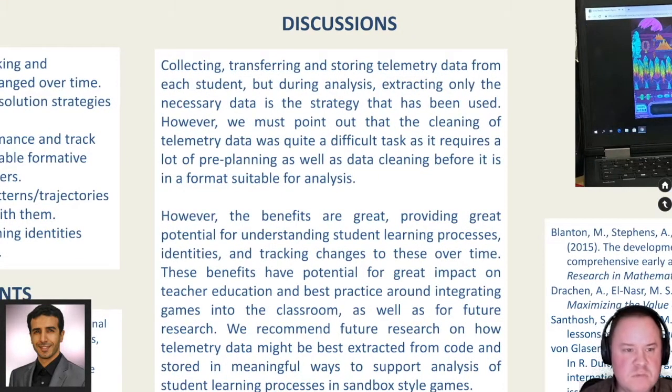So, in the end, collecting and transferring and storing telemetry data from each student during analysis, extracting only the necessary data is what we've done here. But we should point out that the cleaning of this telemetry data was quite a difficult task and required a lot of pre-planning about what we're going to do with the data, and a lot of data cleaning before we could even do anything with analysis. And we've learned a lot about how we can better prepare to collect this data in the future.